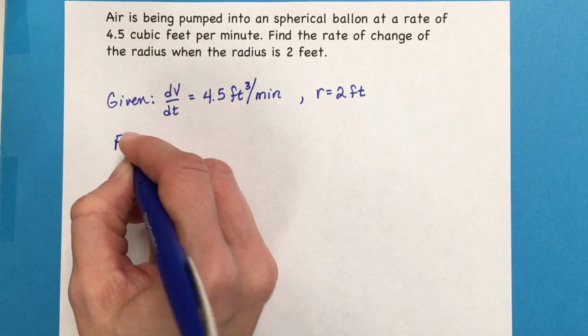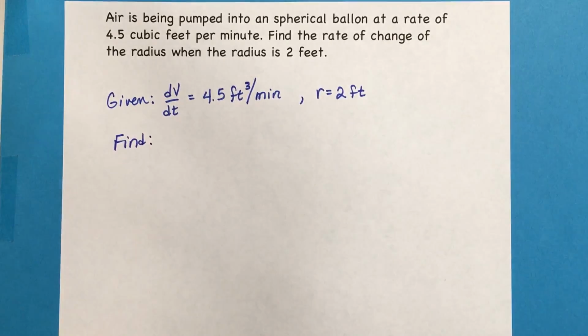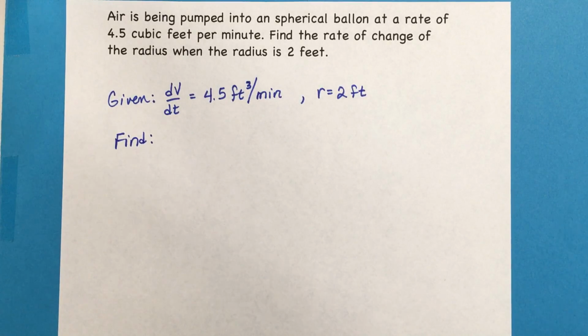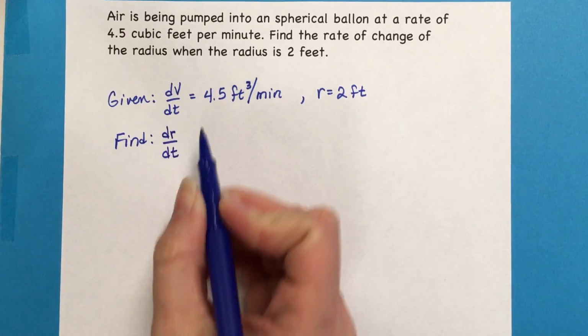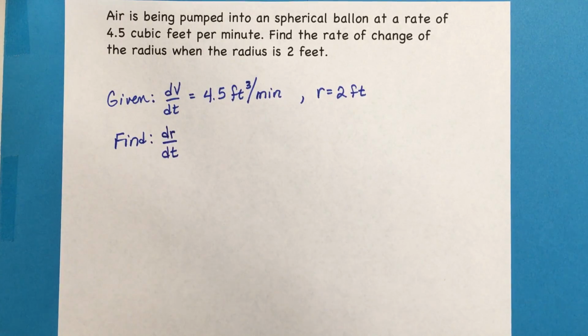And what am I trying to find? I'm trying to find the rate of change of the radius. So that would be dr/dt. So rate of change of the radius, so r. All right, so we're dealing with a spherical balloon. In other words, we're dealing with a sphere, a three-dimensional object, therefore its volume. So the equation that you need is going to be your volume for a sphere.